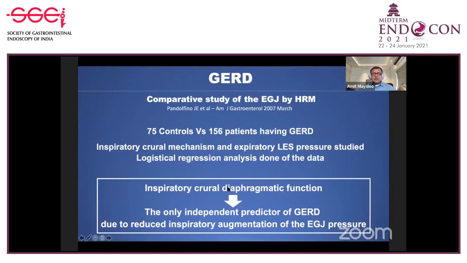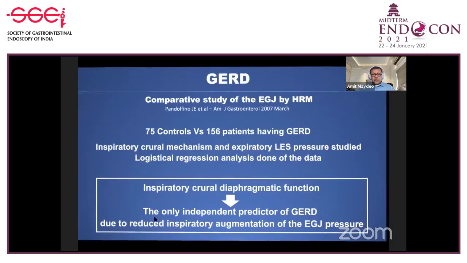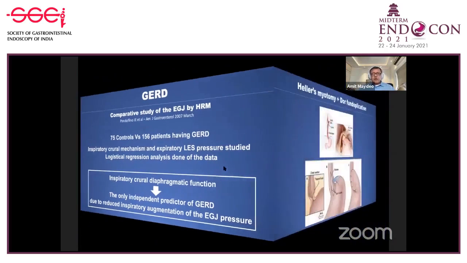Now what happens in lap-Heller's myotomy is, this is the mechanism which gets destroyed. That is, the diaphragmatic crura gets destroyed, especially because they cut the phrenoesophageal ligaments. And that is the reason they have to add a Dor fundoplication. So actually speaking, you cannot compare the 2 procedures of POEM with a lap-Heller's myotomy. You're comparing a POEM where you don't do anything for the LES, whereas in LHM, you're combining with a Dor fundoplication.